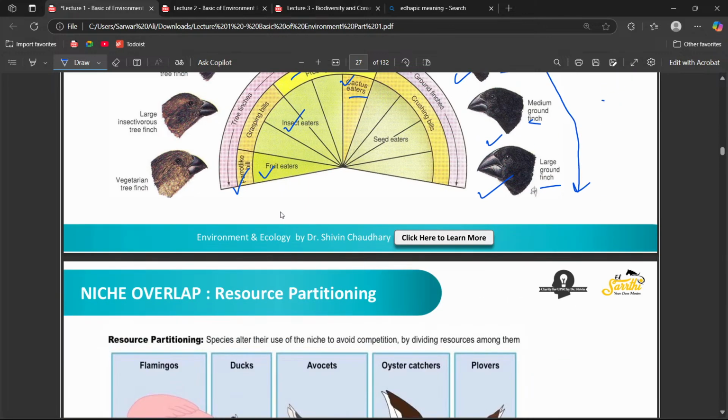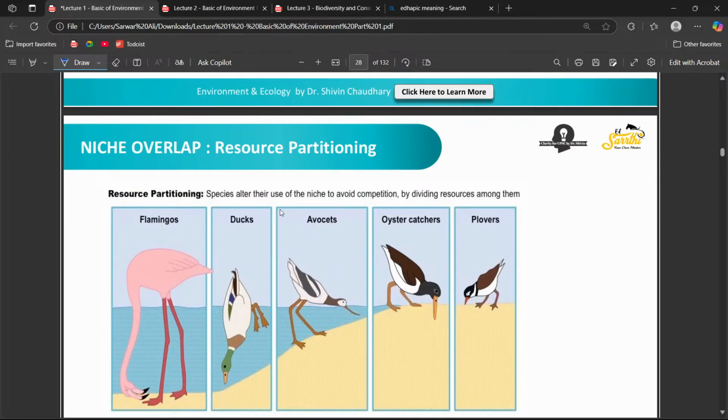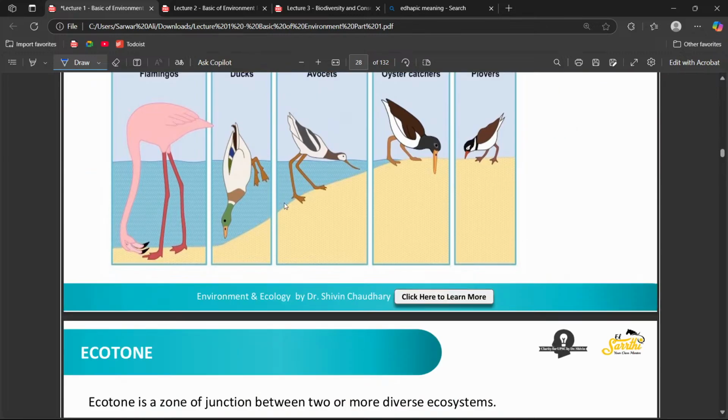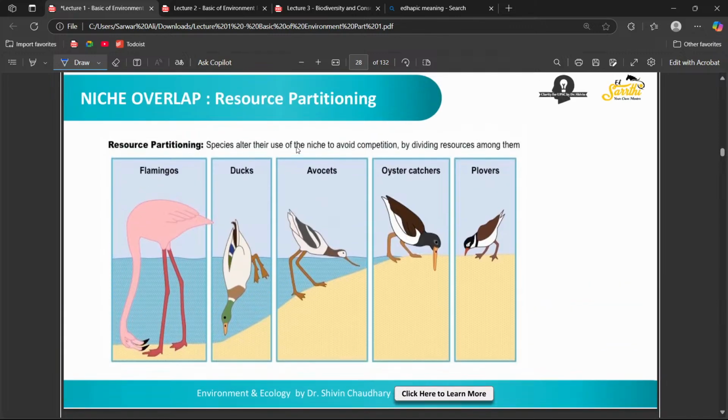Alright, so we are seeing resource partitioning in some ways. Here we have another example of resource partitioning to avoid over competition. Plovers find food directly from sand. Oyster catchers will find oysters from a little deeper in the sand. Avocets will just hunt where the sea is beginning.